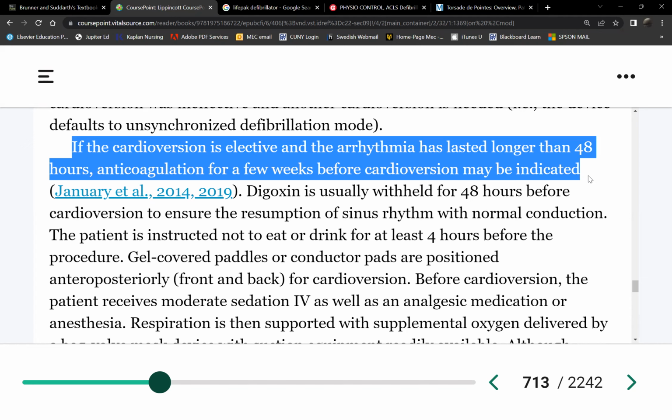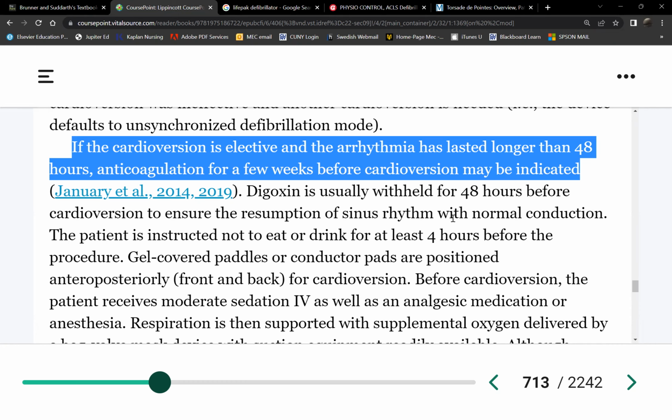So when they come back, we'll do an echo, look for a clot, just to make sure. Are there really no clots there? Once confirmed no clots, okay, let's do the cardioversion, if it's elective. Are we clear? If it's an emergency.